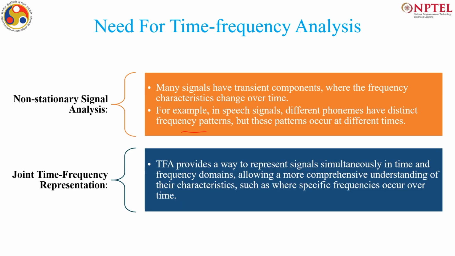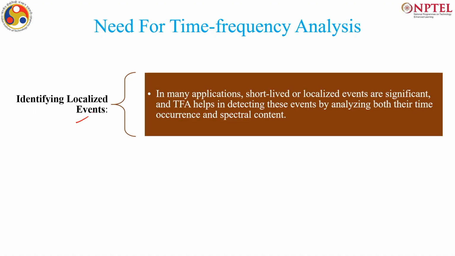So, joint time frequency representation helps us see both the things, that which frequencies are present and where they are present. So, these two together help us get a very good idea that if a frequency is present in the signal, it does not mean that it is present throughout the signal in the time domain. It may be occurring in specific regions in time, and that brings to the concept of localized events.